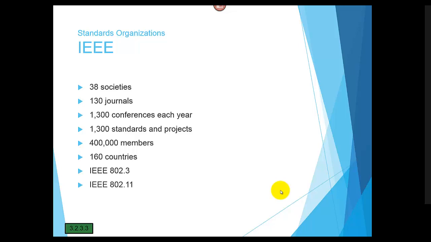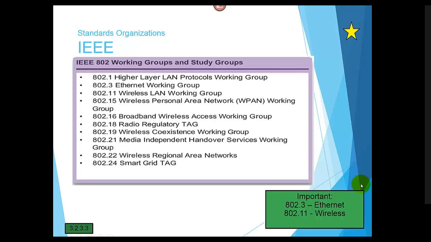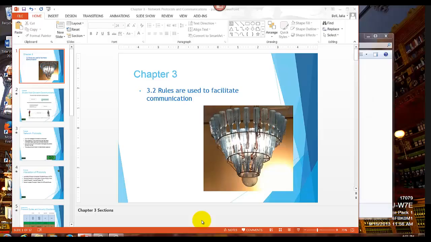The IEEE standard for connecting wireless by different manufacturers is IEEE 802.11. And here are the working groups and studies for the 802. 802.11 would be wireless. 802.15 is wireless personal area network. Here is 802.16, broadband wireless. Some of those to think about. But here are two of them that I definitely want you to remember: 802.3 Ethernet and 802.11 wireless. This is the end of part 2.